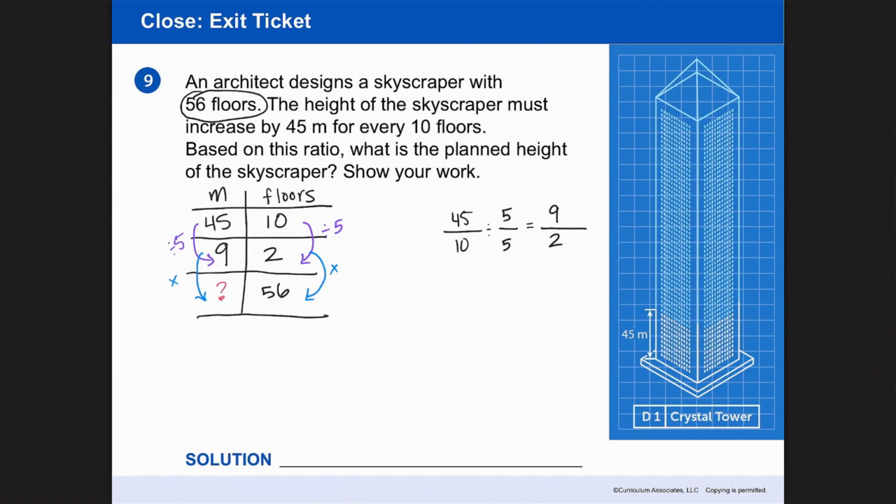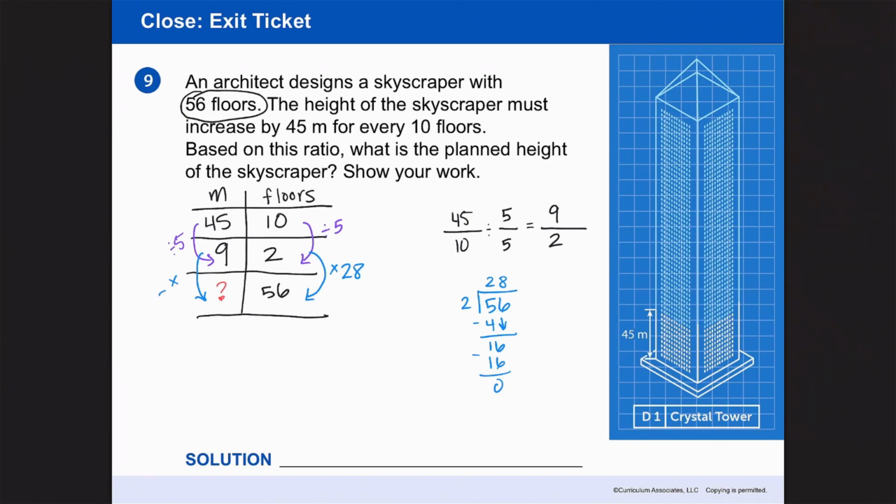The way that I can figure out how many times it's going to go into it is I can do a quick long division problem. So I know that 56 is going to be divided by 2. 2 goes into 5 2 times. The remainder of 1, bring down your next place value. 2 goes into 16 8 times with no remainder. So I see this can be multiplied by 28 to get 56.